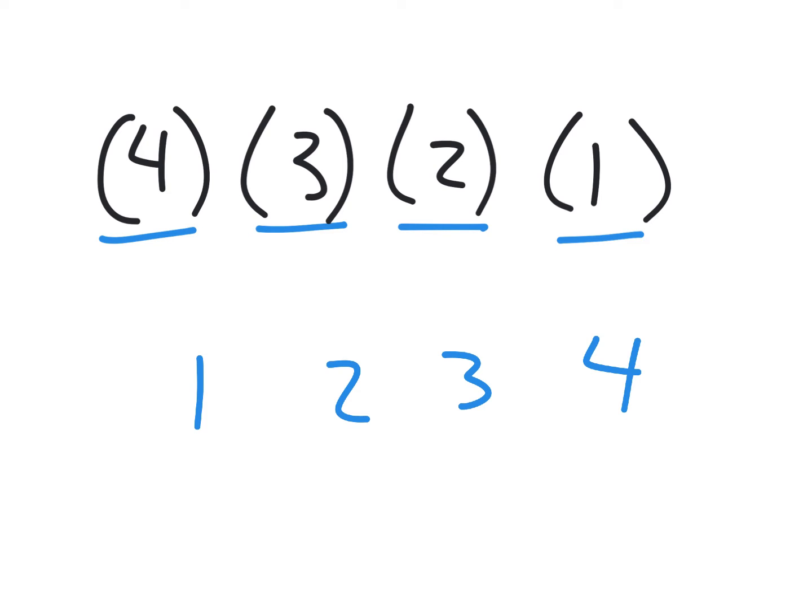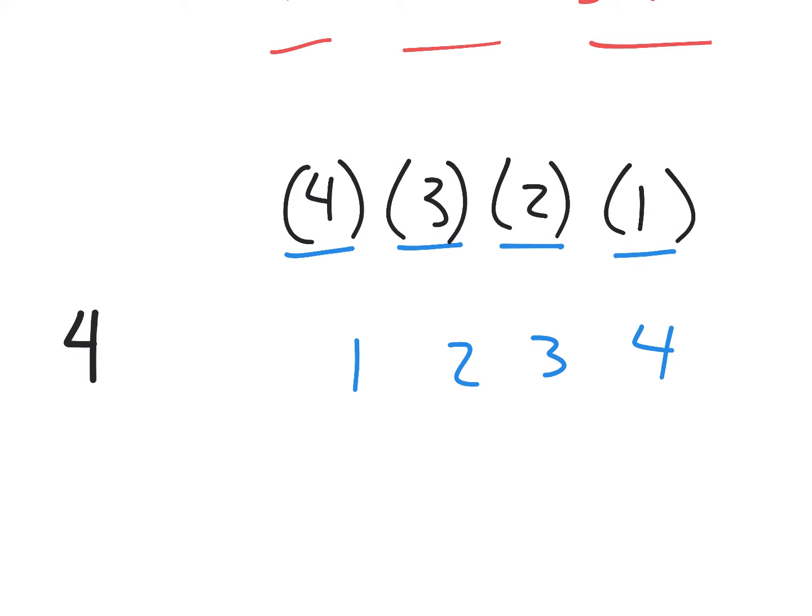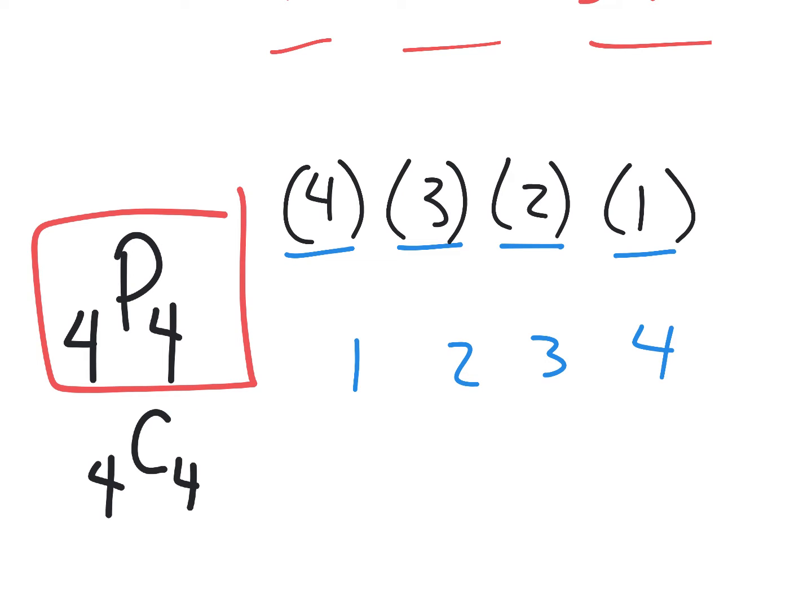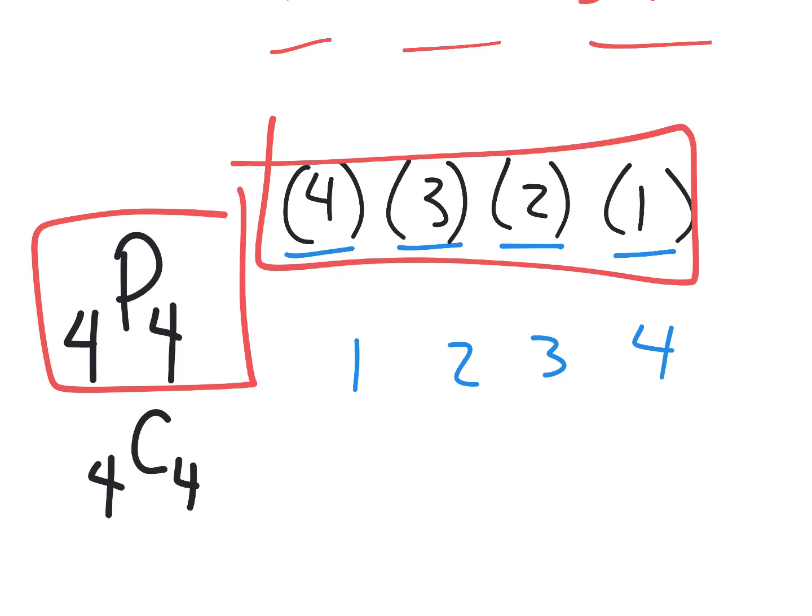Don't tell me it doesn't matter, because if I rearrange it and I grab the one at the end and put it at the beginning, it's different. So the order matters, and that's a P problem. This would be 4P4. If the order didn't matter, it'd be 4C4. Questions on that so far? So this is the kind where the order matters, and it would look like that.